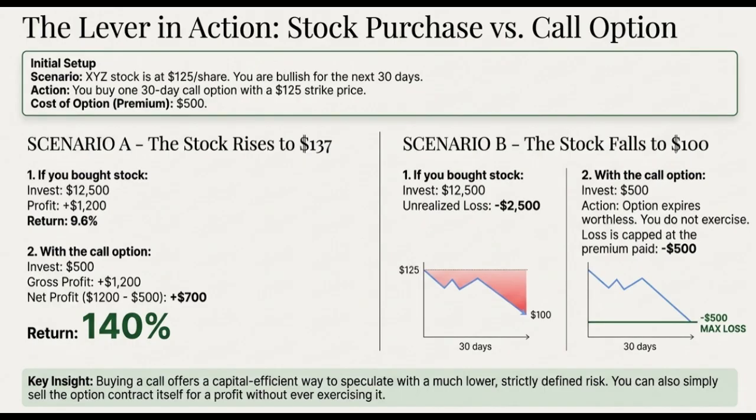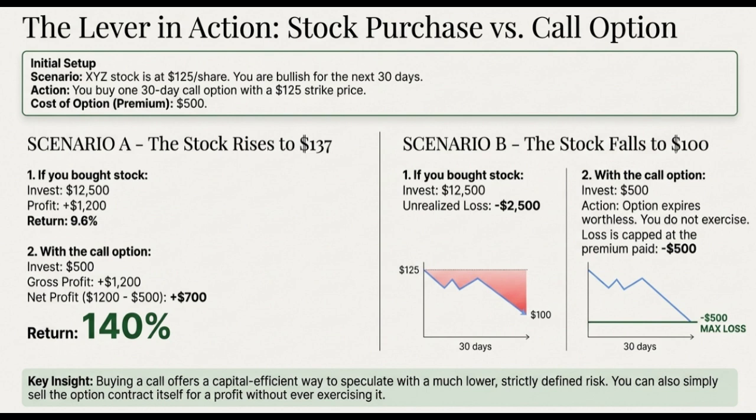Let's compare buying a stock versus buying a call option. We are bullish on XYZ stock, currently at $125, and we buy one call option for a $500 premium. Scenario A, the stock rises. If the stock rises to $137, buying the stock gives you a 9.6% return. But with the call option, your investment is just $500 and your profit is $700. That's a massive 140% return on your capital.